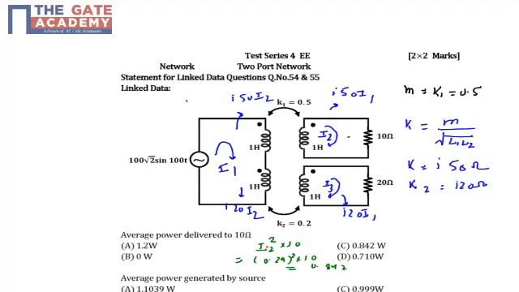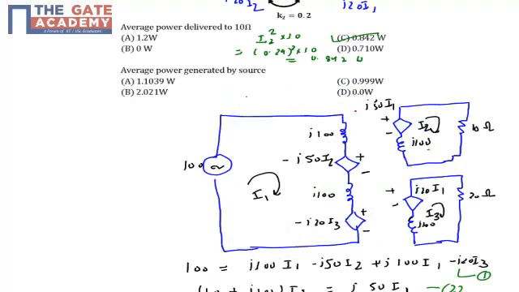The correct option is option B. No, in this case the correct option is option C, 0.84 watt.